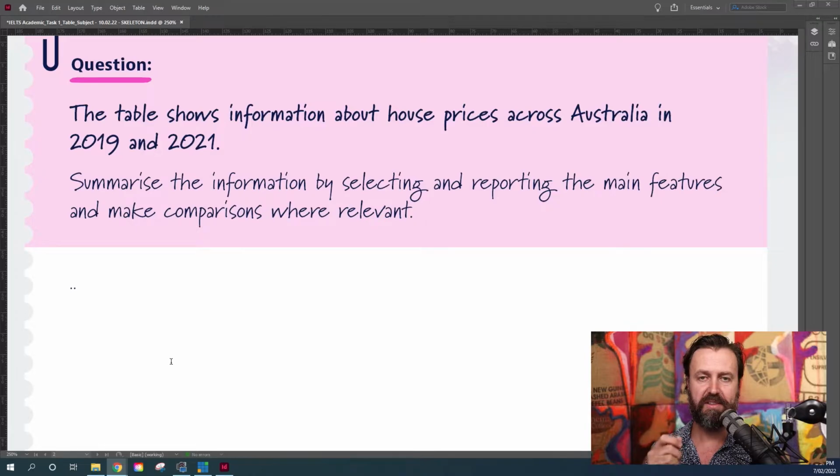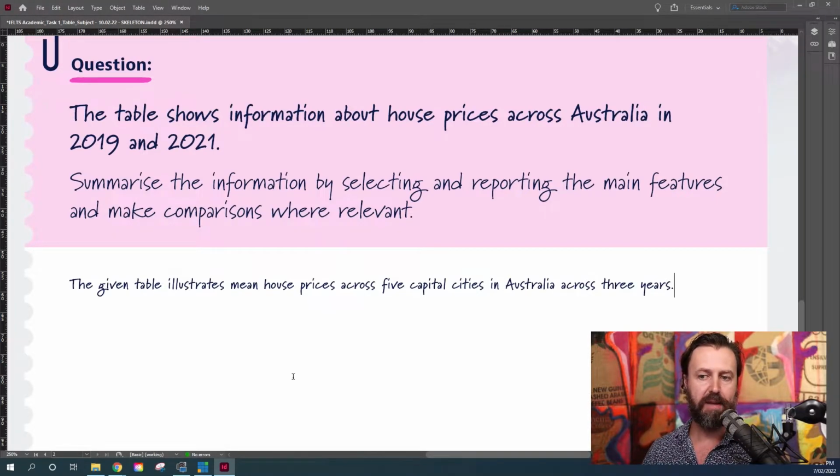So the comparisons in tables are really important because there's a lot of information that we can compare from state to state in this case, and again, make those comparisons. So let's write that first sentence. So first sentence here is the given table, or the table that has been given to us.